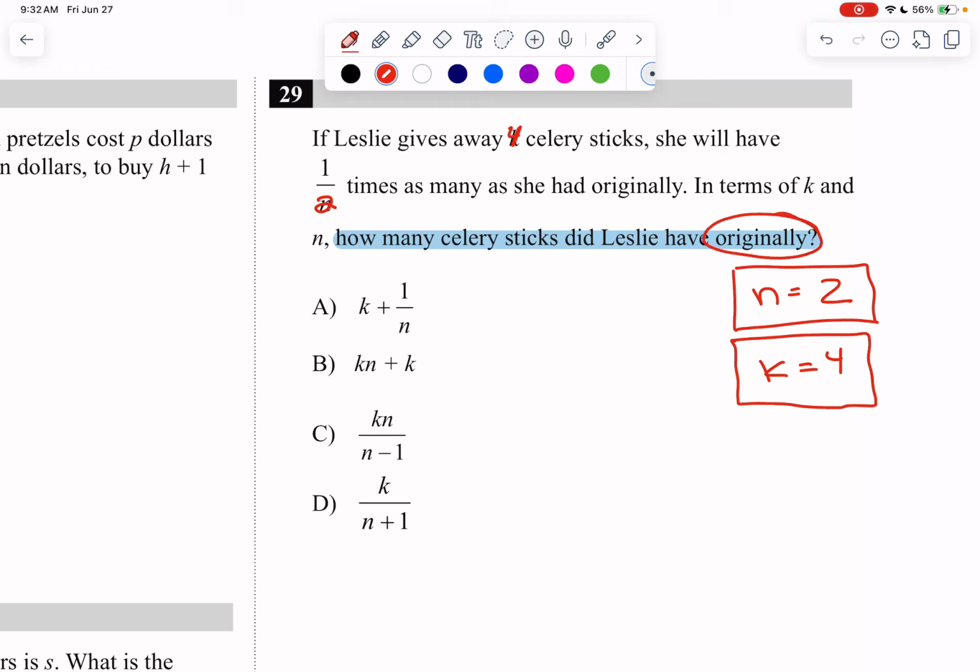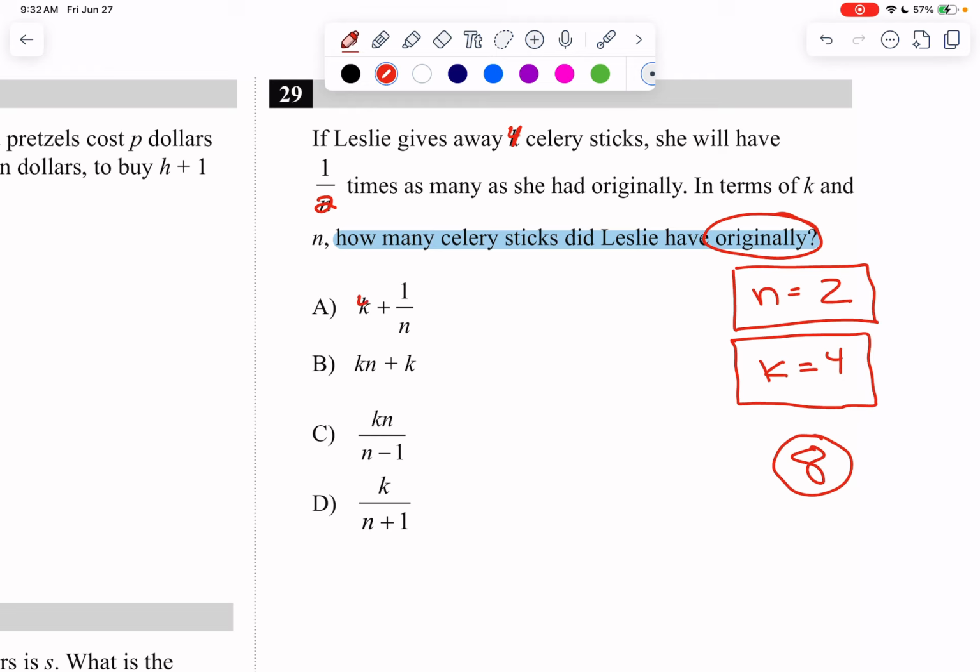So I want to know how many she had originally. And how will I know? Well, if she gives away 4, then she'll have half as many as she had originally. So originally, I want you to imagine that you have an unknown amount and you give away 4, and that just cut your stack in half. Now you have half as many. That must mean you had double that 4 before, which means we started with 8. So if I have 8 and I give away 4, I'll have half as many as I had originally. So I know the answer to this in real numbers is 8 when my n is 2 and my k is 4. And now I'll say it, in goes the box, out comes the circle. So I'm going to put my box numbers in.